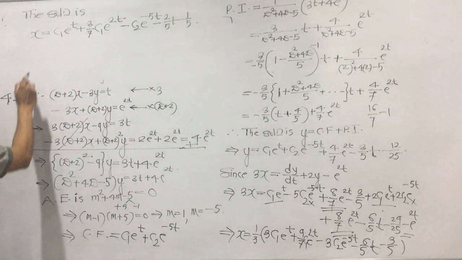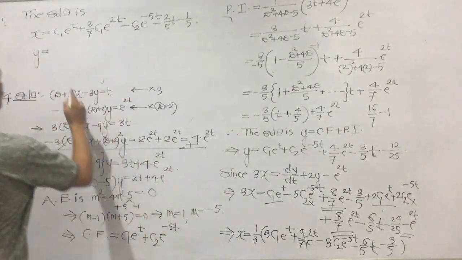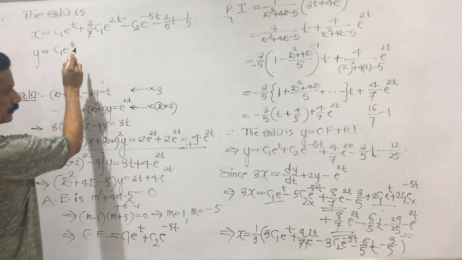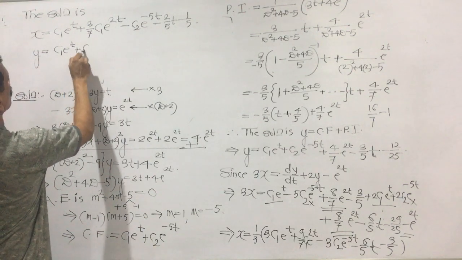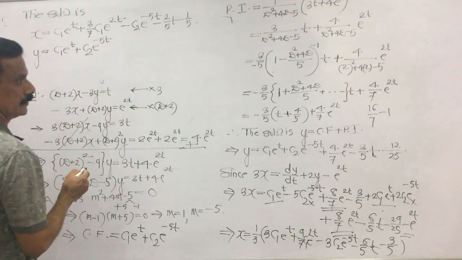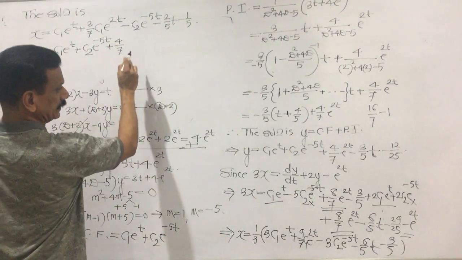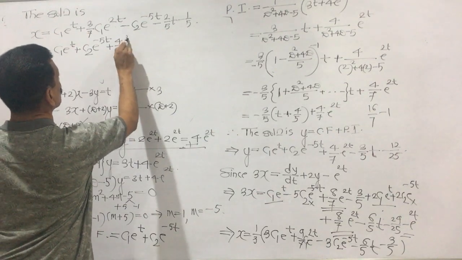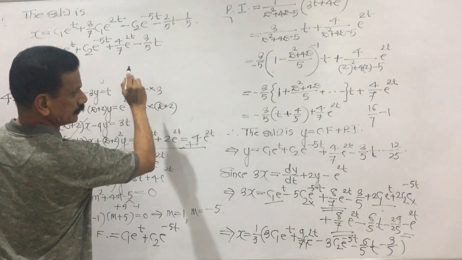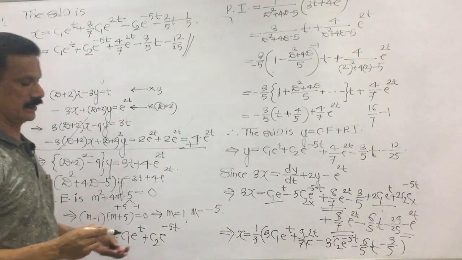And after that I write the value of y. So y is equal to c1 e raised to t, minus 5 plus c2 e raised to minus 5t, plus 4 by 7 e raised to 2t, minus 3 by 5 t, minus 12 by 25. This is the required solution.